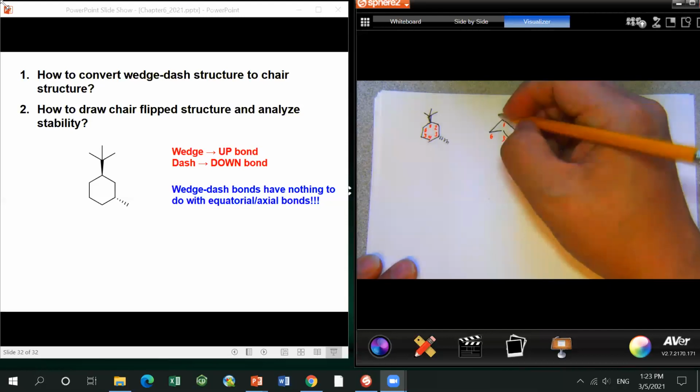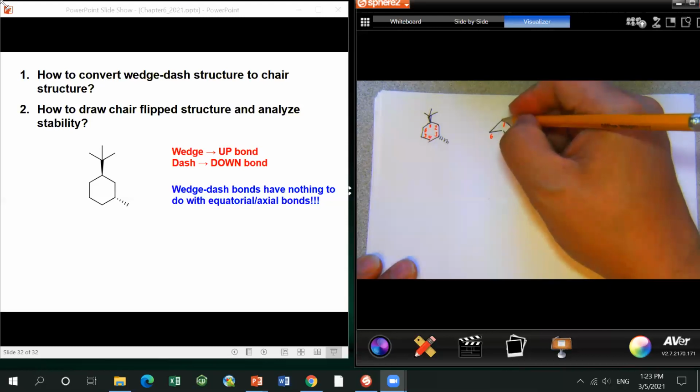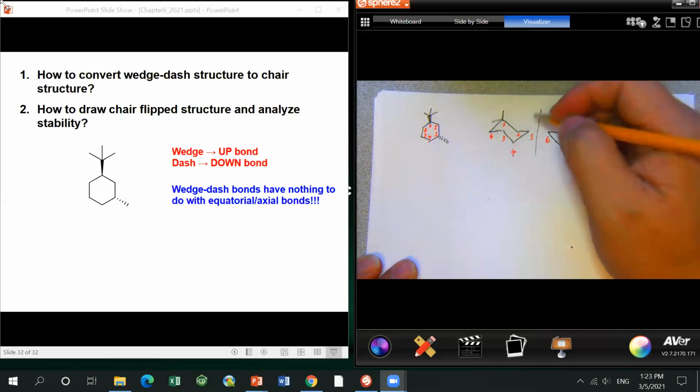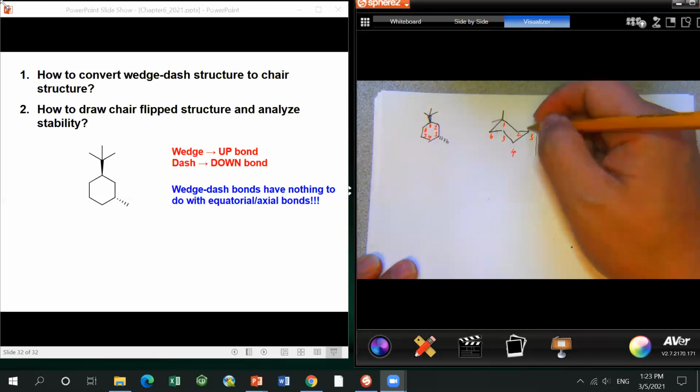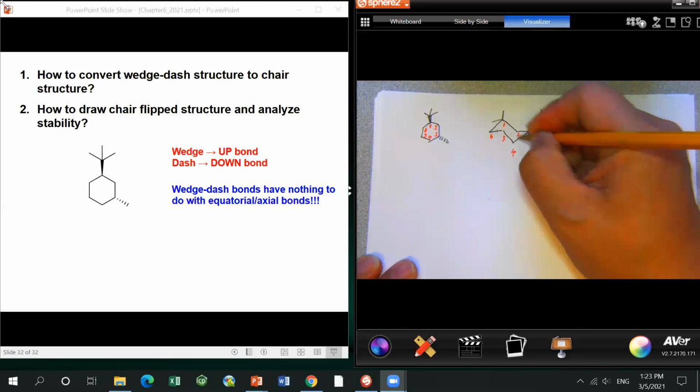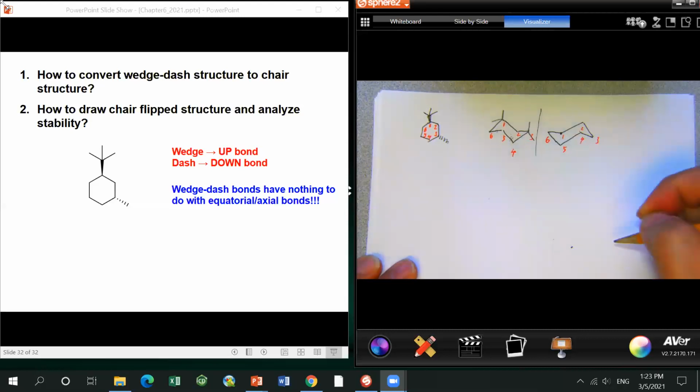So for the two bonds, for carbon 1, this carbon points up, which means the axial bond should be going up, and then the equatorial should be going down, parallel to this bond. For carbon 3, this carbon also points up, so the axial bond points up. The equatorial bond will point down, parallel to this bond.